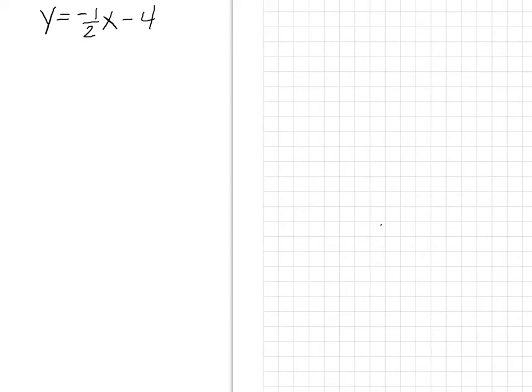Alright, on this page we have an equation of a line, and we need to be able to graph it. Let's remind ourselves what we know. This is an equation of a line in y equals mx plus b format, which means that my b is -4 and my slope is -1/2. I want to be able to graph this line.